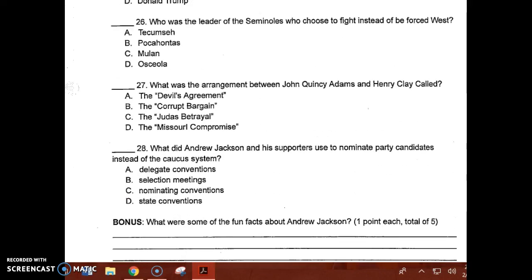26. Who was the leader of the Seminoles who chose to fight instead of being forced west? Was that A, Tecumseh, B, Pocahontas, C, Mulan, or D, Osceola?